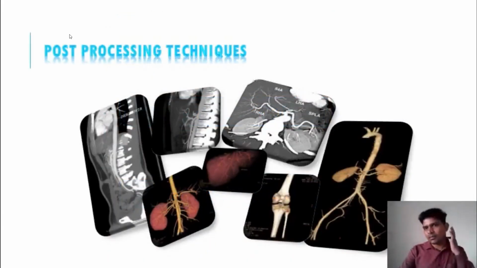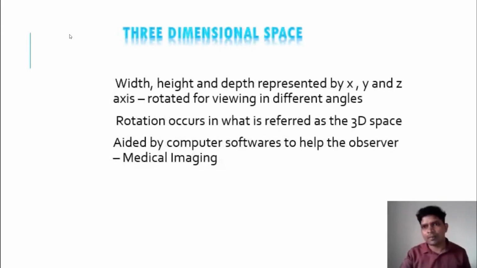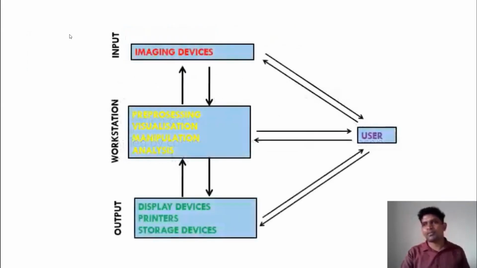As it comes to the post processing technique, which was developed between 1970 and 1980, special software was developed where manipulation, analysis or visualization is done with the collected data. Three-dimensional space is used, like width, height, and depth, represented by the x, y, and z axes. All three are used to create a 3D image or 3D space. Nowadays a lot of this is available.